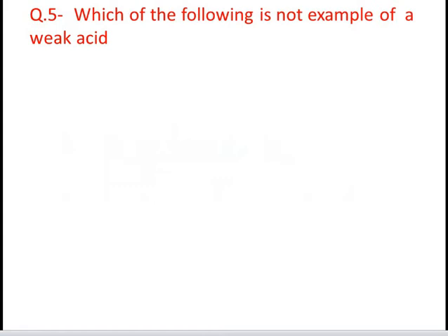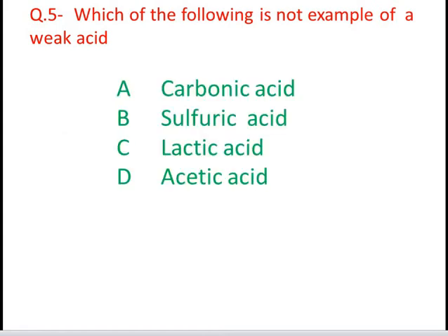Next question is, which of the following is not an example of a weak acid? The options are A carbonic acid, B sulfuric acid, C lactic acid, and D acetic acid. Yes, B sulfuric acid. Lactic acid, acetic acid, and carbonic acids are weak acids, and these acids are often found in organisms, whereas sulfuric acid is a strong acid.